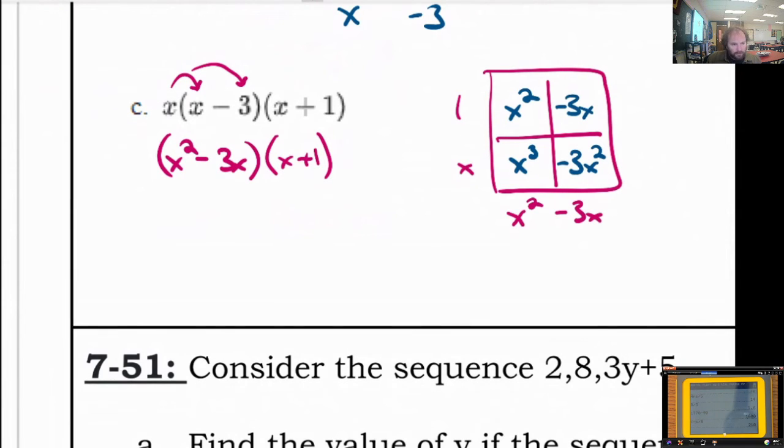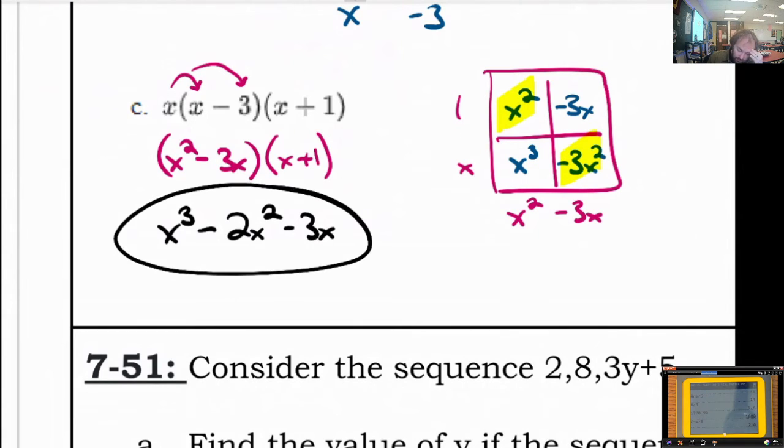And now that you got all those things, we can start to add them together. We do have some like terms, as we usually do in those two slots. So we got x to the third minus 2x squared, because that's negative 3 plus 1, moving one step back towards 0, minus 3x, like that. That's my solution for this problem.